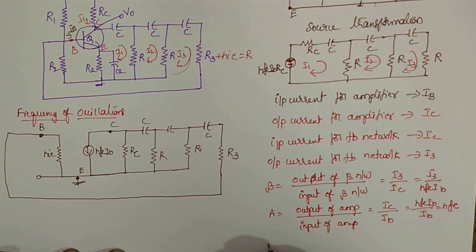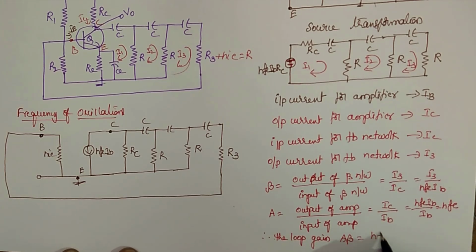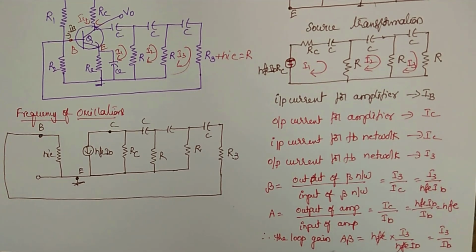So now the loop gain A beta is equal to HFE into I3 by HFE IB. So it is I3 by IB. So the loop gain A beta plays the main role. It decides the condition for oscillations. So finding A beta is enough to find the frequency of oscillations.